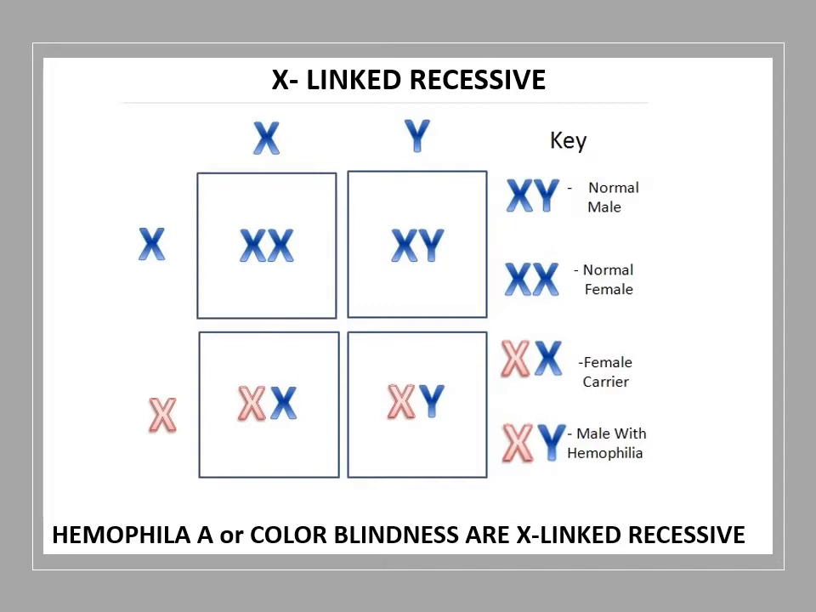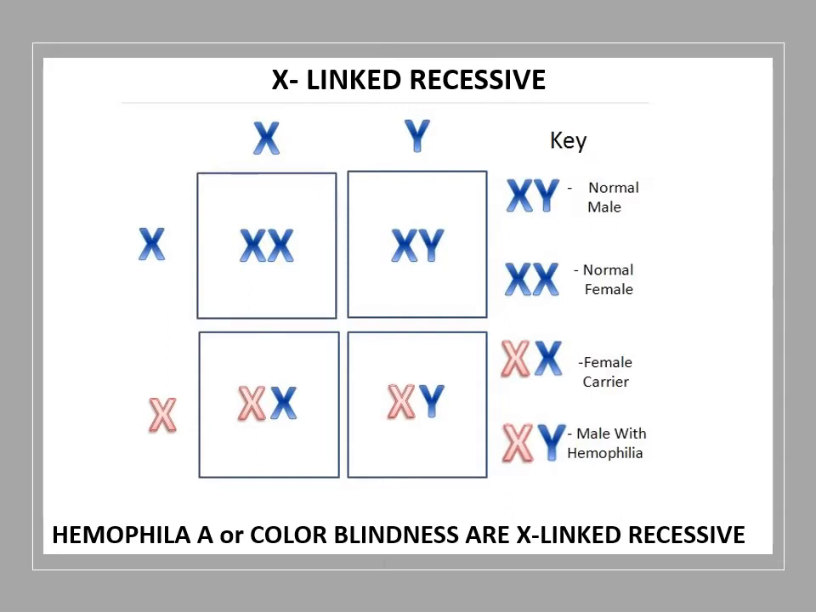So in the top left square, XX, that's an unaffected girl, okay? Top right, XY, completely unaffected boy. Bottom left is a carrier state girl, so she's a carrier for the disease, but she doesn't have it. And finally, XY at the bottom right, that's a boy that now has the disease, such as hemophilia.